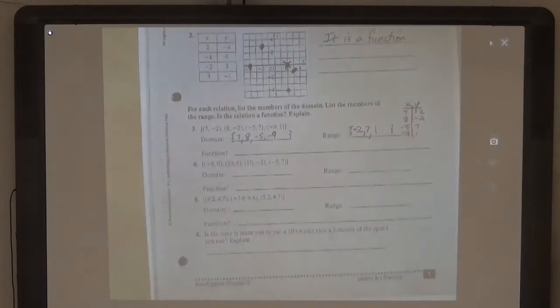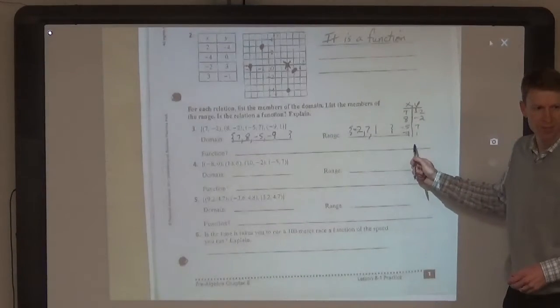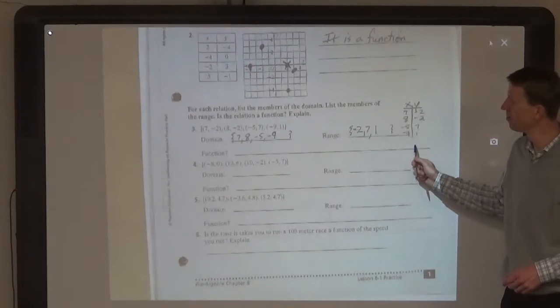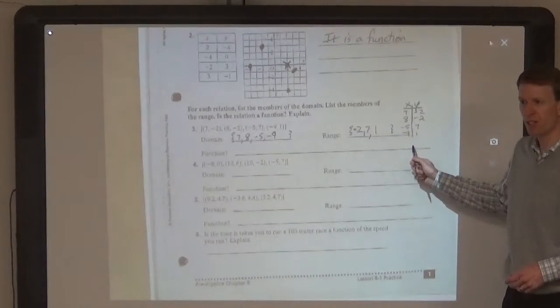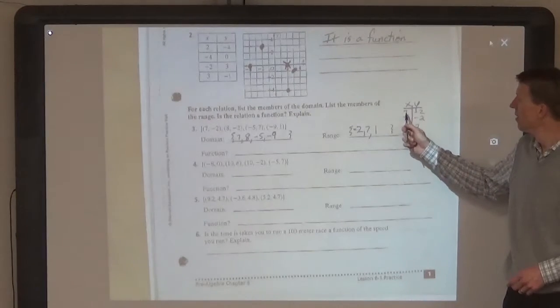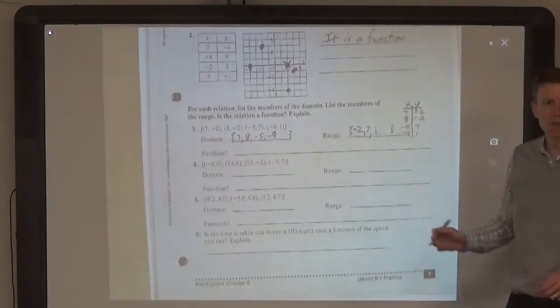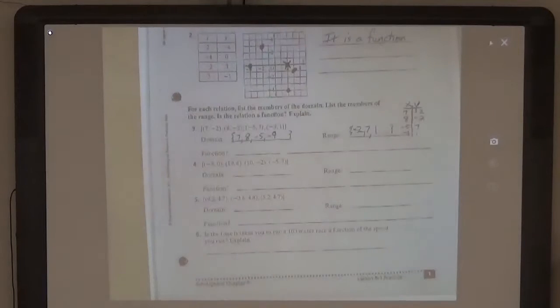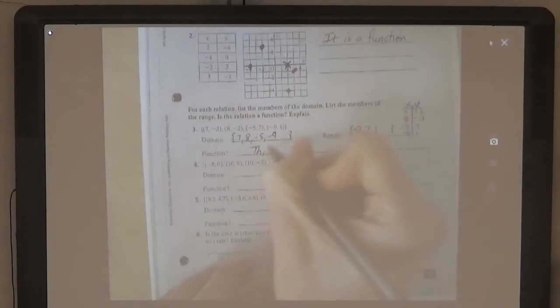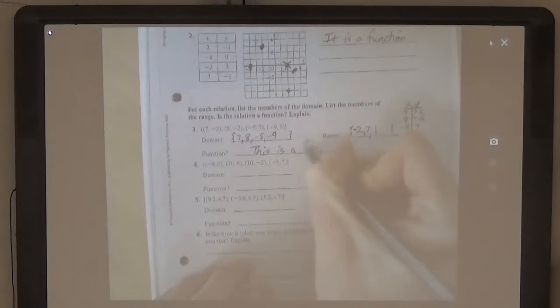Now, is this a function? Yes, it is. Look at the x values. All of them are different, which means that every x value has only one y value. There's two y values, but that means that those two dots would be on the same horizontal line if you graphed it, not on the same vertical line. So this is a function.